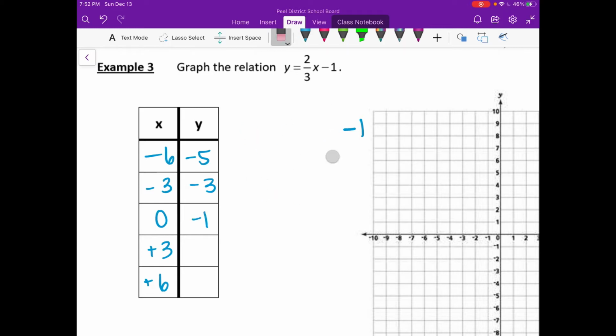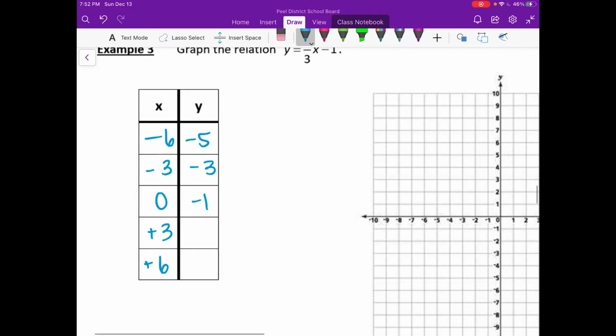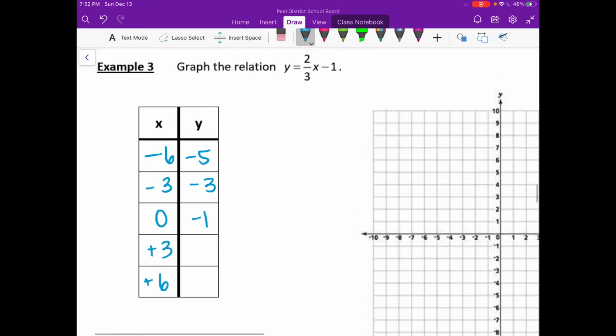And I'm going to do the same thing for the positive values. I always like to have one under. I like to have negative values and positive values, and I like to have 50-50 of each. So 0 usually falls in the middle for me. So y is equal to 2 over 3 times 3 minus 1. This is going to be 1, so it's going to be 2 minus 1 equals 1.